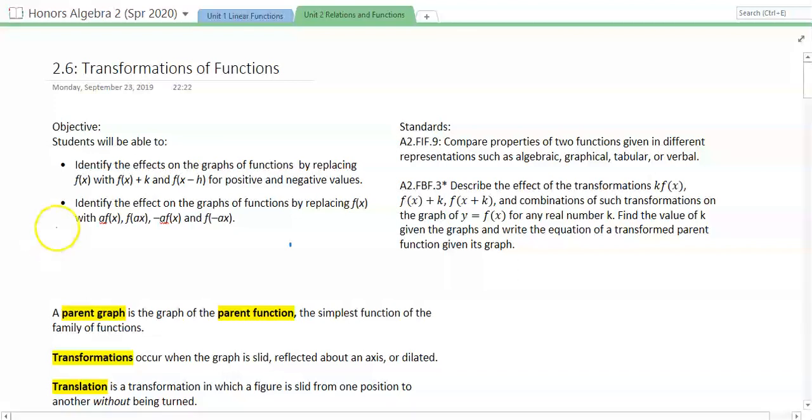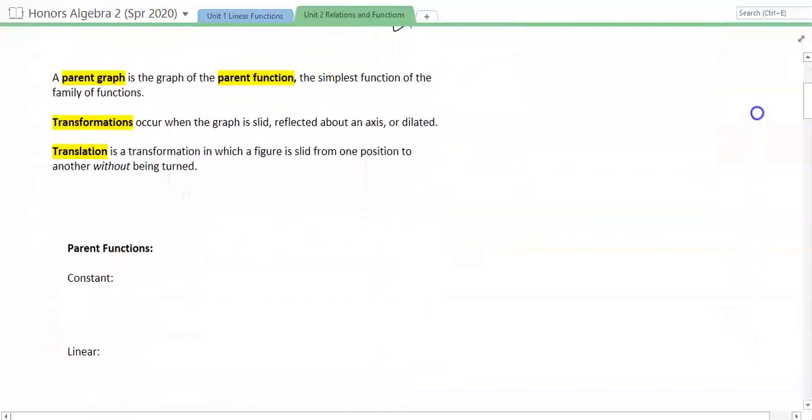And our two objectives today are to be able to identify the effects on graphs of replacing f of x with f of x plus k, or f of x minus h, or also a times f of x, f of ax, negative a times f of x, and f of negative ax. These are the standards that we're looking at, particularly F-BF.3 is where we're at, talking about these different transformations. And so a couple of definitions we need to look at first.